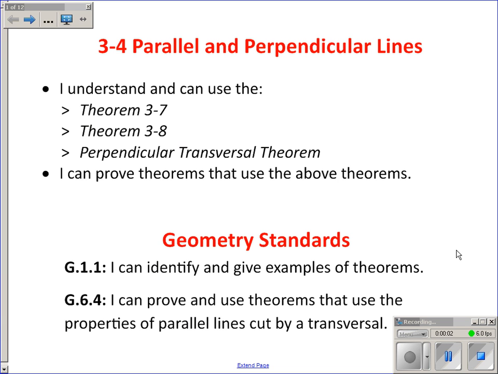In this video on section 3-4, we're looking at parallel and perpendicular lines, specifically how parallel and perpendicular lines are related. And we're looking at three theorems: theorem 3-7, theorem 3-8, and the perpendicular transversal theorem. By the end of this video, I hope that you can prove these theorems and also other theorems that use these theorems. And we're still covering two geometry standards, G.1.1 and G.6.4.